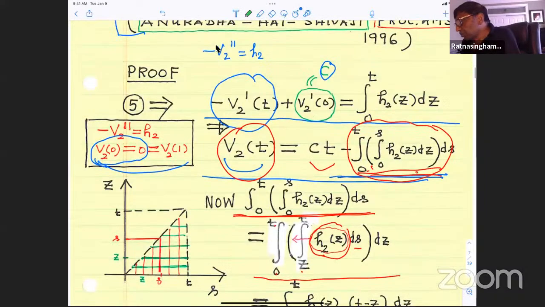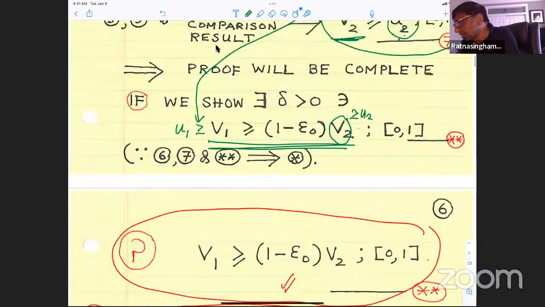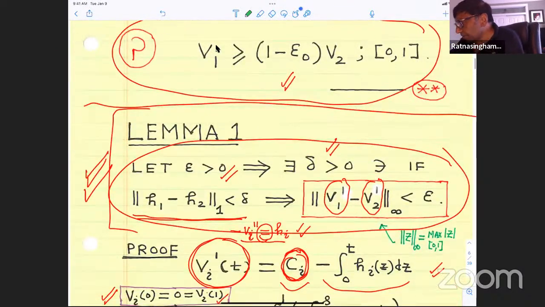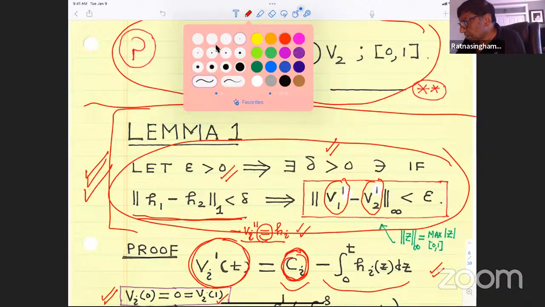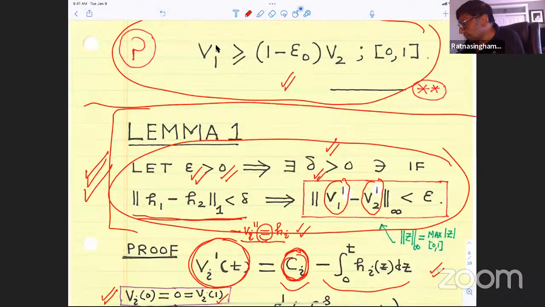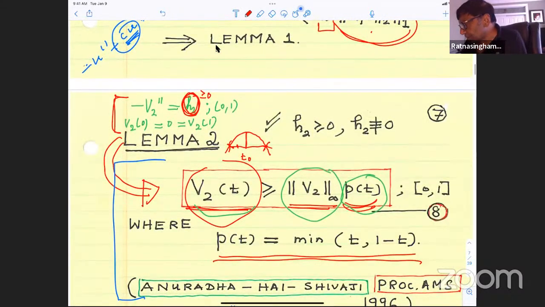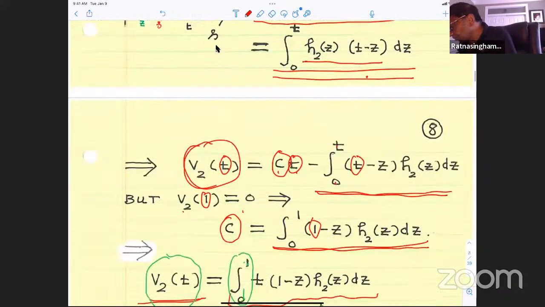Okay, so we have two stories that we are dealing with. We know that given an epsilon, there is always a delta where we can compare the infinity norms between V1 prime and V2 prime, or control it to be less than epsilon by taking h1 minus h2 in the L1 norm less than delta. And then we also have made the observation that this V2 function is always greater than or equal to the sup norm of V2 times p of t. So now we'll get to the proof.